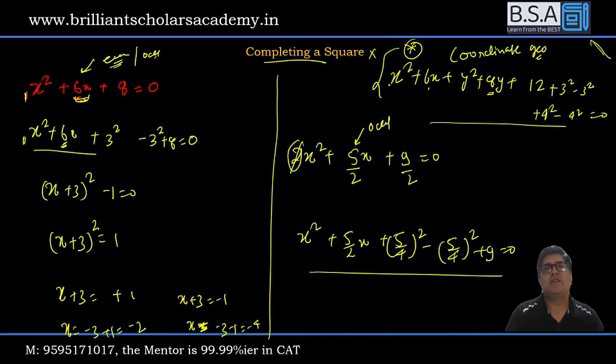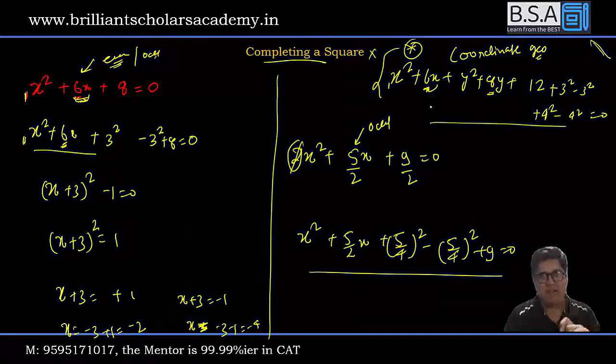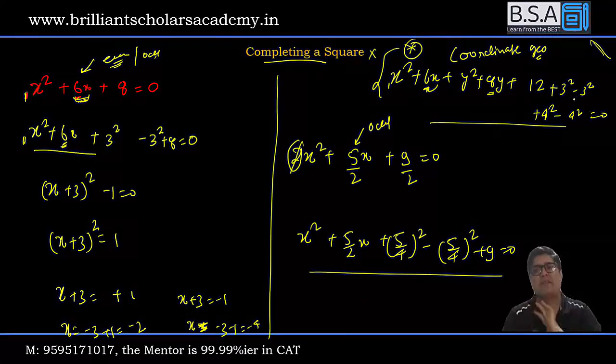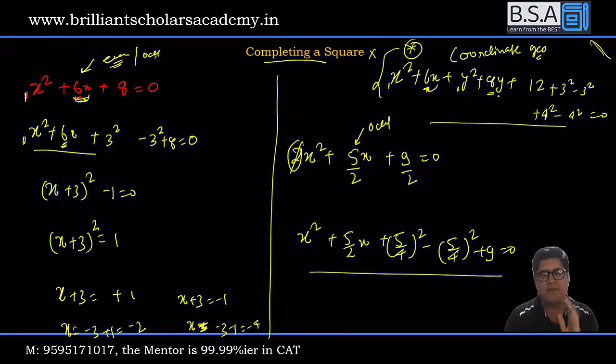So the coefficient of x square is 1. Look at the coefficient of x, take half of that. Add the square, subtract the square. Coefficient of y square is 1. Look at the y coefficient 8. Half of that is 4. So you add 4 square, you subtract 4 square.